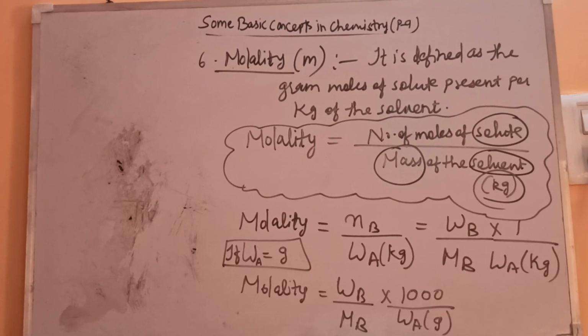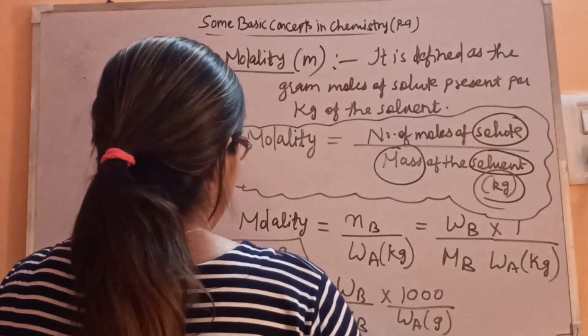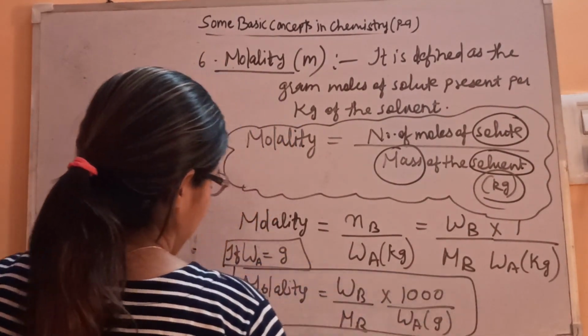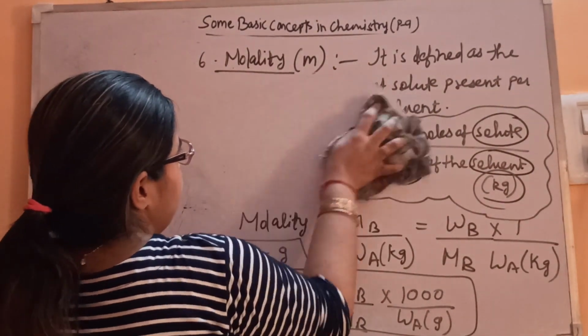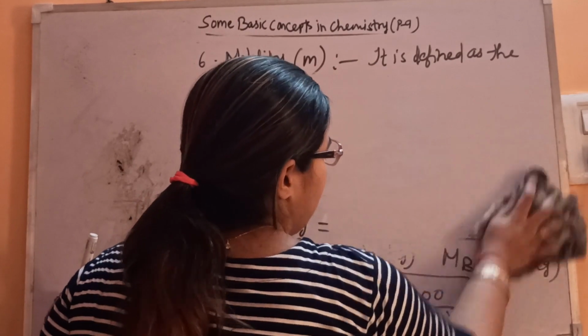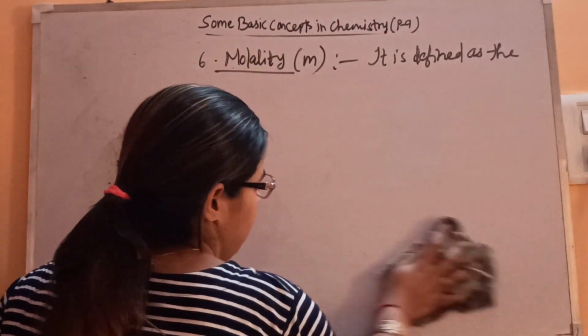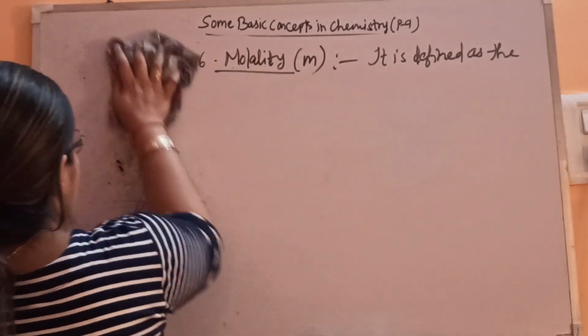Okay, so let's see the next term, or before that let's find out its units. As per the definition, the units of molality are as follows. So this is also the formula. Okay, so let's see the units. So what are the units of molality?